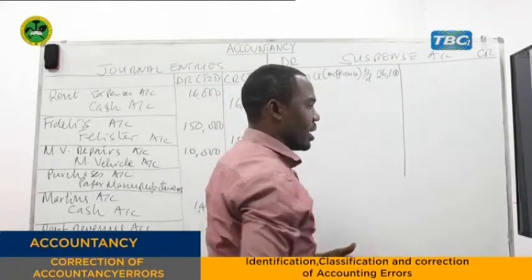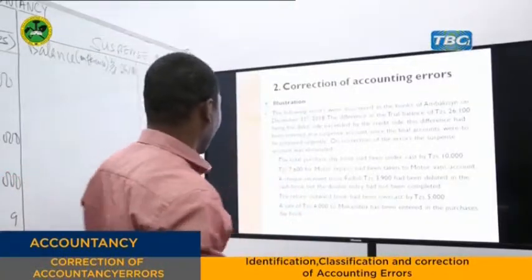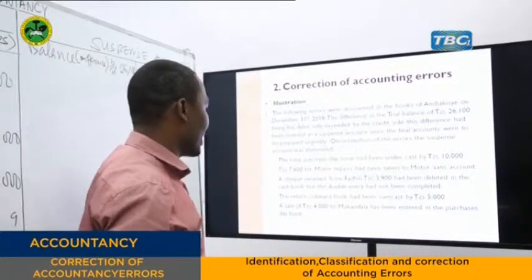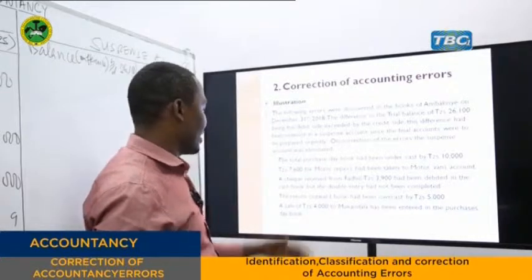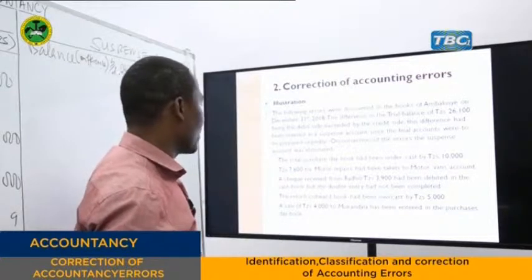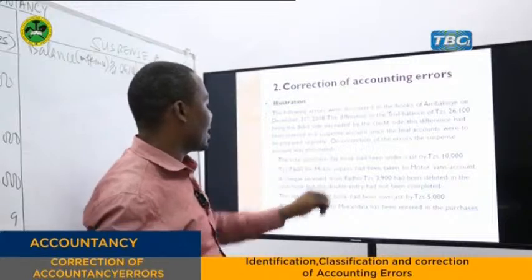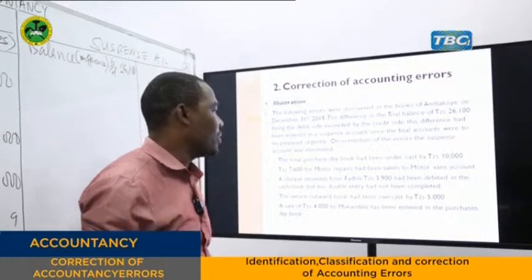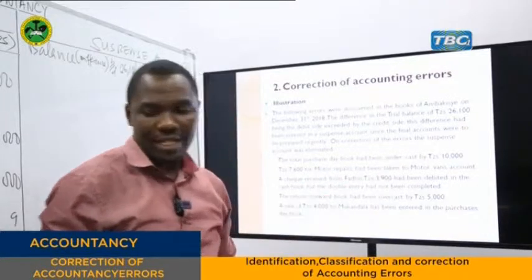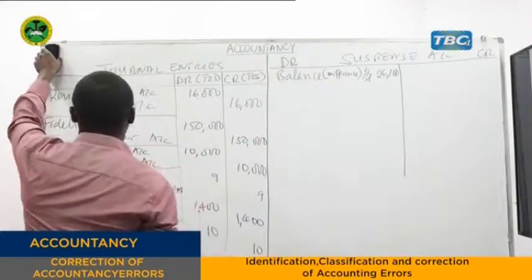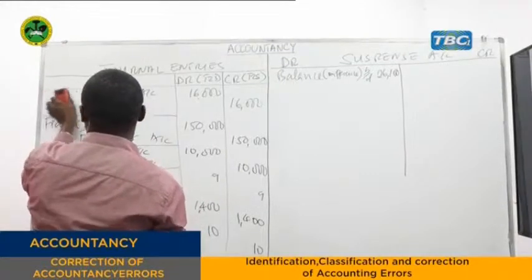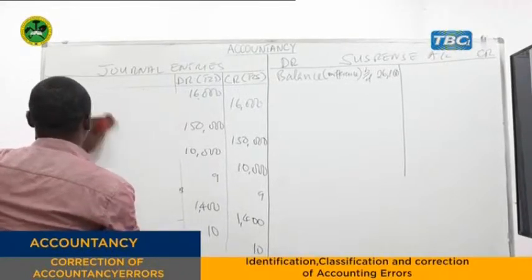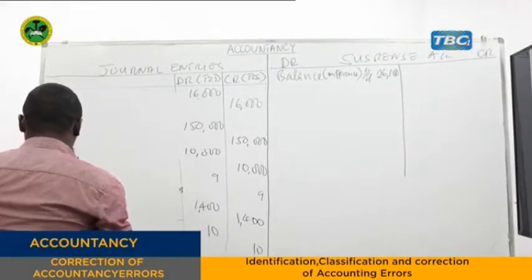So we go to the first error. The total purchases daybook had been undercasted by TZS 100. So if you undercast in totaling purchases daybook, automatically the purchases account will have been undercasted by the same. So purchases account will have been undercasted by 10,000. So how to correct this? We correct it through journal.